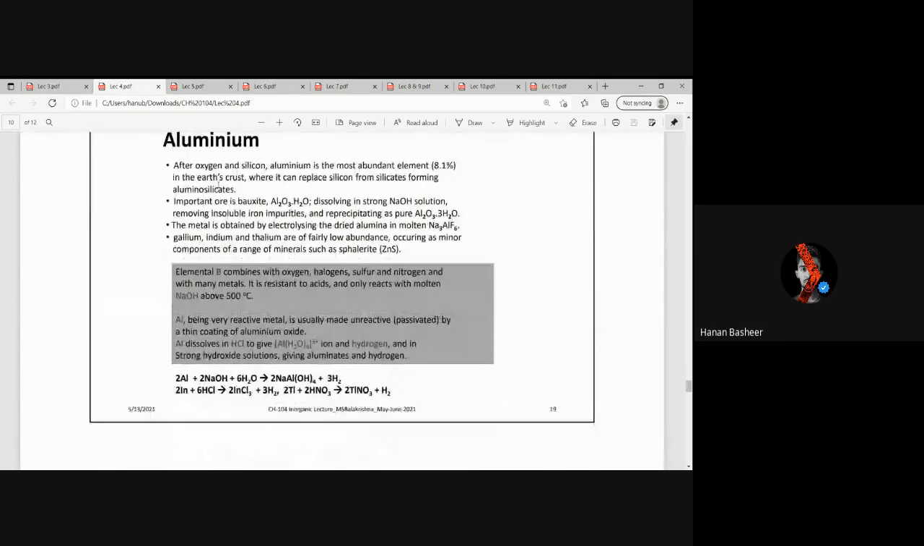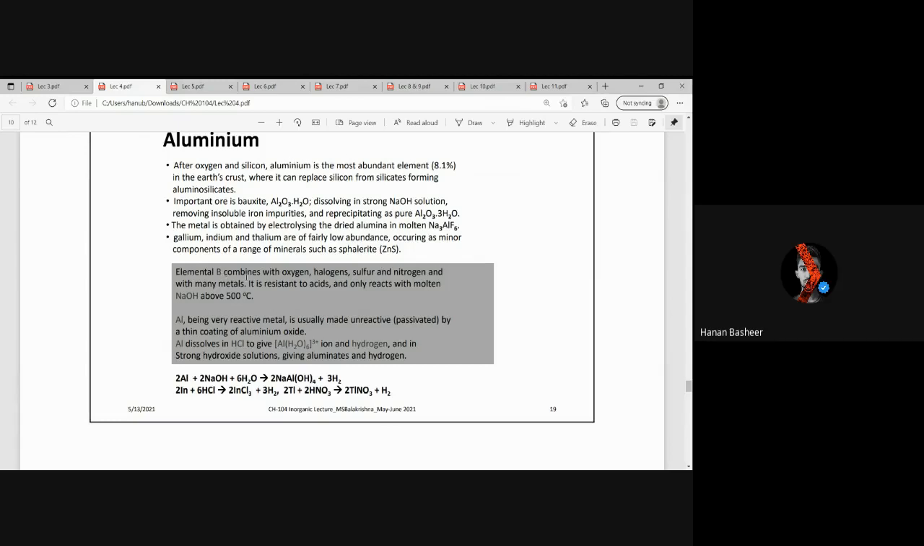Then aluminium. Aluminium, as we know, is the next element in the group. So after oxygen and silicon, aluminum is the most abundant element in the Earth's crust. And the important ore is Al2O3.2H2O, which is used in the metallurgical process also. The metal is obtained by electrolyzing dry alumina in molten form with Na3AlF6. Gallium, indium, and thallium are fairly low in abundance and occur as minor components in a range of minerals such as zinc blende, which is ZnS.